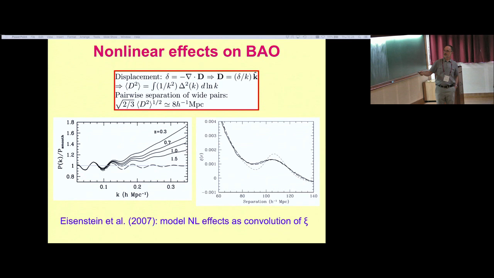You can understand that rather simply by a very nice model that Eisenstein et al. introduced back in 2007. This is all to do with the cosmological displacement field. I mentioned several times yesterday that, at least in linear theory, the density fluctuation is minus the divergence of a displacement. If you want to write that in Fourier space, for the growing mode, the displacement goes parallel to the wave vector.